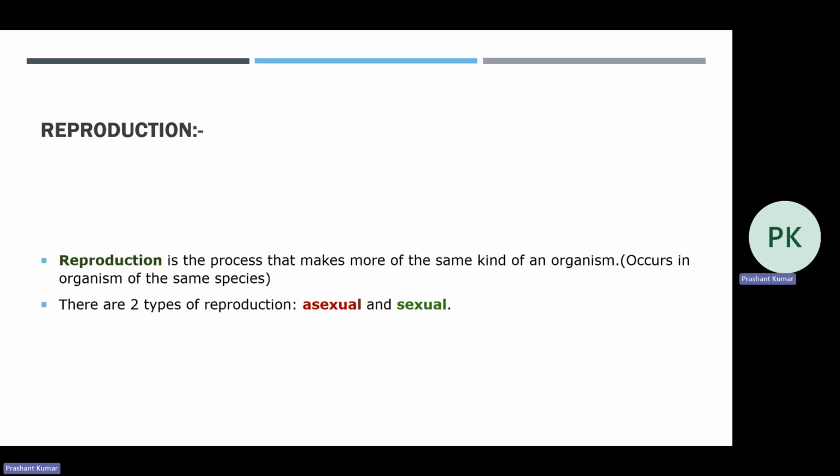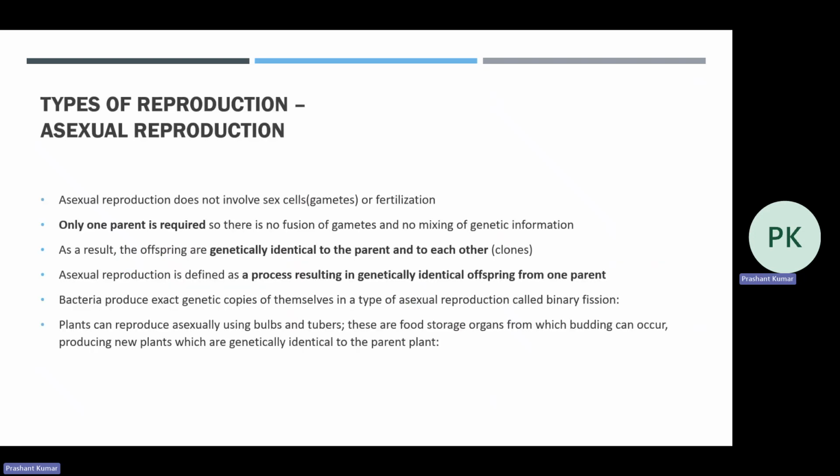So let's begin. What is reproduction? In one line, as per the Cambridge definitions given in the syllabus guideline, it is a process that makes more of the same kind of organism, right? They ask 2 mark questions in one line. So you can add that it occurs in the organism, the same species, where the same kind of organisms are produced. You can also say it in terms of asexual method and sexual method. So let's go to the next. Definition is very important.